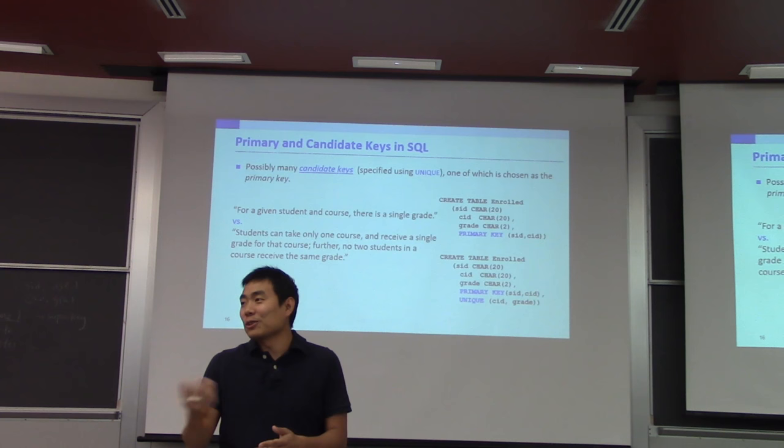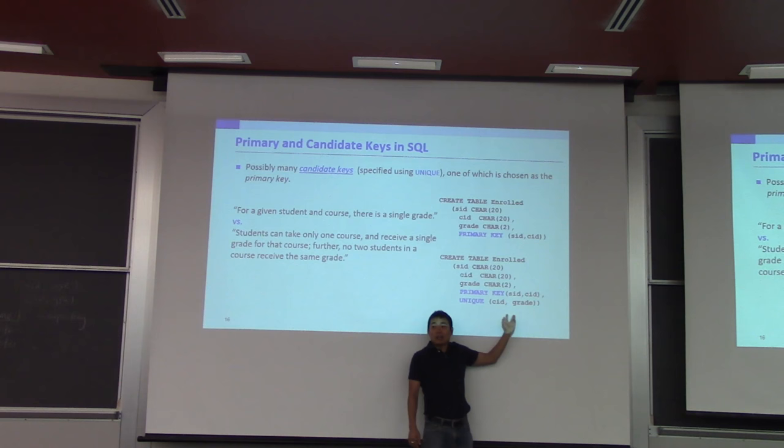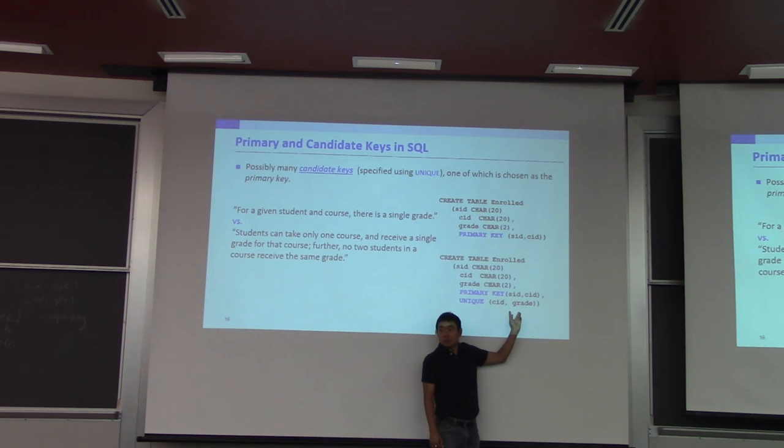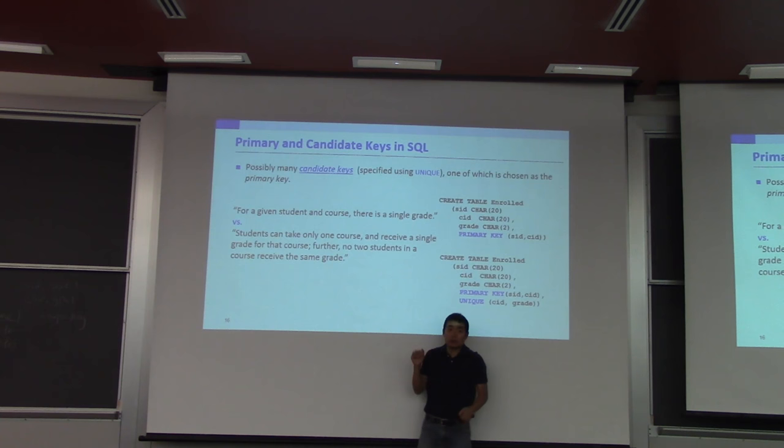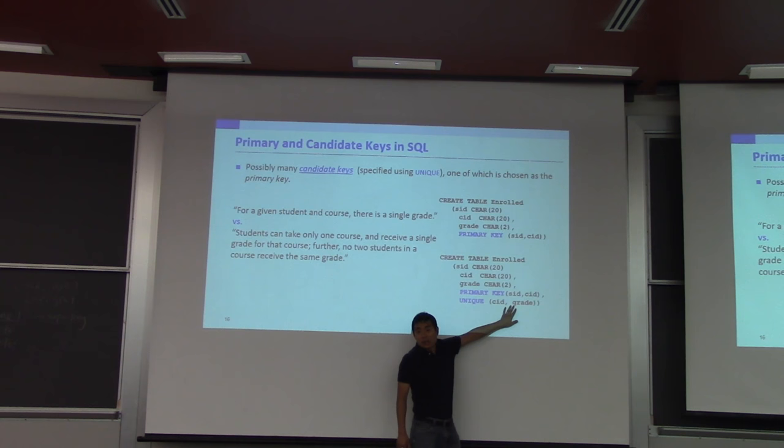So let's say we're given this constraint. Then in addition to this particular primary key, we have another key, which is a combination of course ID and grade. That makes sense? Why? Because the combination of them must be unique given this particular constraint. No two students can have the same grade in the same course. So given the course ID, the grade must be unique. But without this constraint, this is not a key. It's perfectly okay to still have the same grade in the same course.